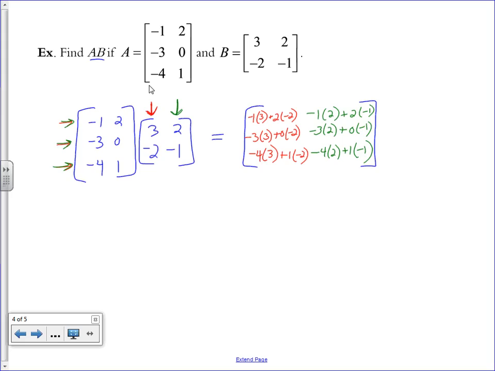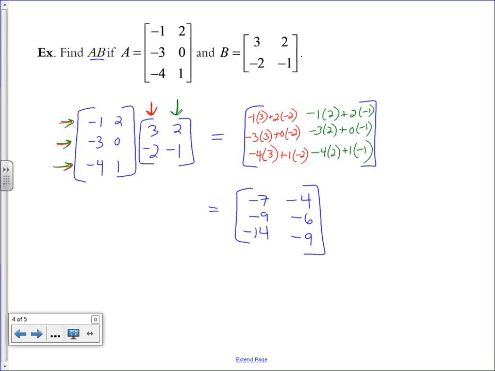Let's simplify this answer. -1 times 3 is -3 minus 4. -1 times 2 is -2 minus 2. -3 times 3 is -9 plus nothing. And -6 plus nothing. -4 times 3 is -12 minus 2. And -4 times 2 is -8 minus 1.